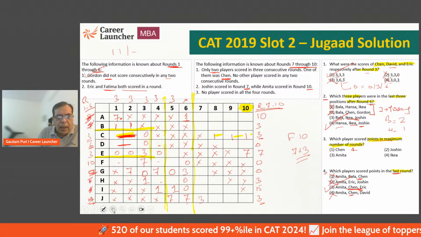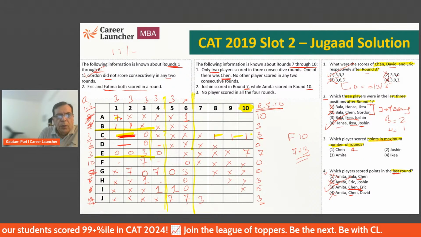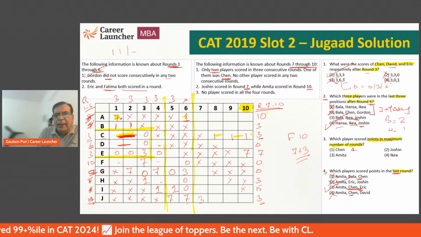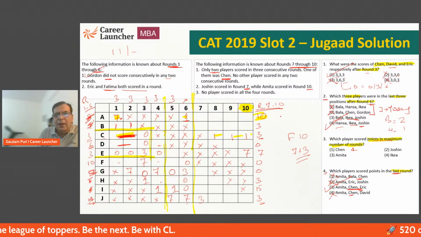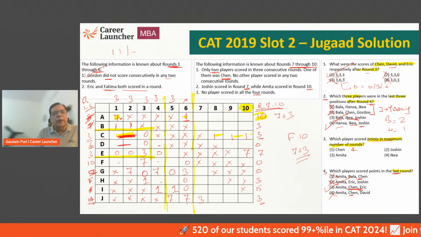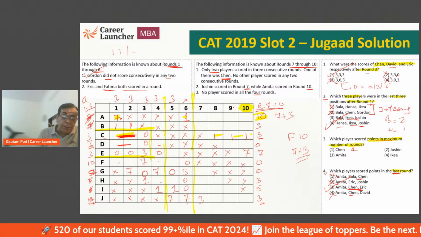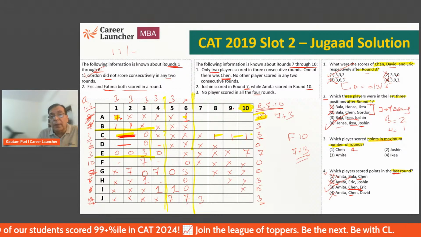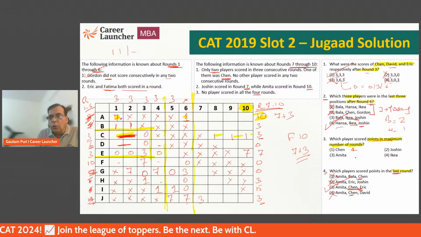Amita. Amita has scored in how many rounds? 1, 2, and there's a 10 here. And this will be 7 plus 3. Why? Because no player has scored in 4 rounds. So it cannot be 7 plus 1 plus 1 plus 1. It can only be 2 rounds. So Amita is also 2 plus 2, 4 rounds.